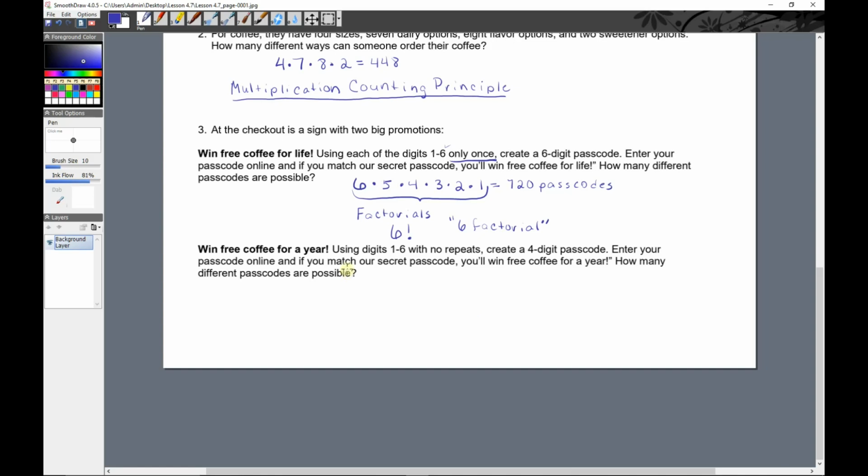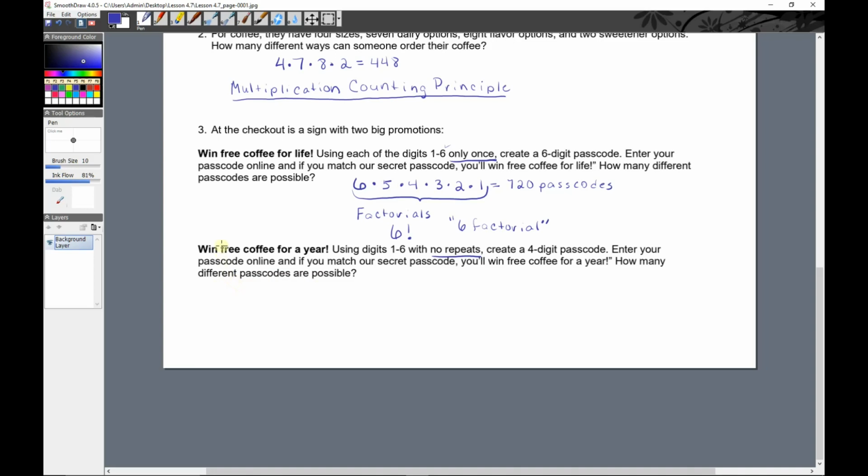Okay, so the last part of this problem number 3 is to win free coffee for a year. They're going to make us make more passcodes, but I'm thinking they won't make us do this many, because winning for your whole life should be a pretty rare outcome, but winning coffee for a year should be a little easier. We're going to use the same digits 1 through 6 with no repeats. That's important. We're going to create now a 4-digit passcode, not 6. And we'll enter that, and if we match the secret passcode, we get free coffee for a year. Now how many different passcodes are possible here?